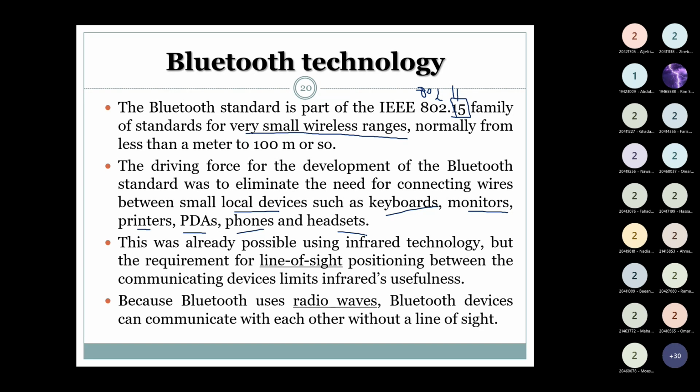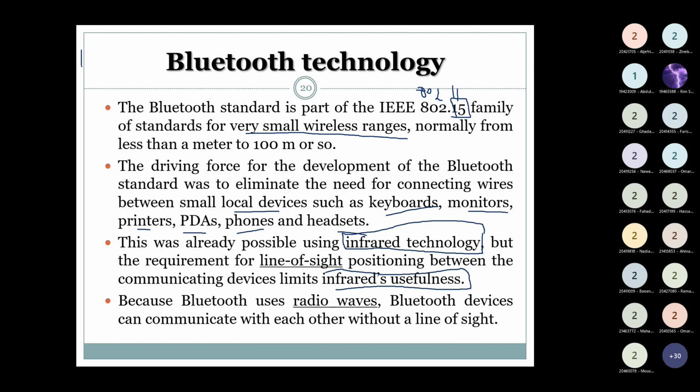So this technology was created for this purpose. This was already possible using infrared technology. In the past, we used infrared technology, as you remember. With this technology, we can connect and exchange data. But the requirement for line of sight positioning between the communicating devices limits the infrared's usefulness. This is why infrared is not used, because we need this line.